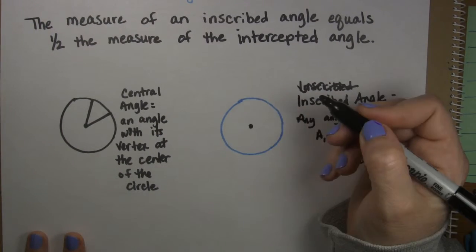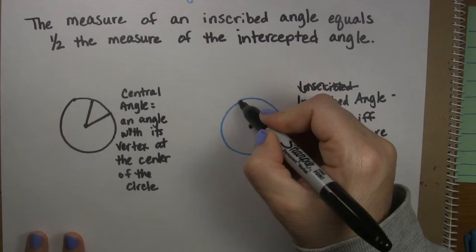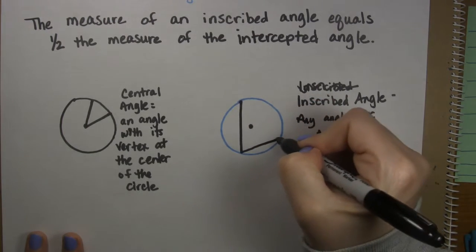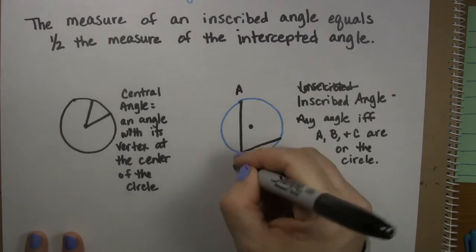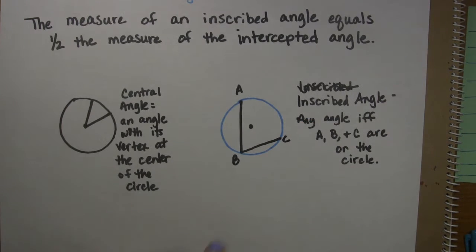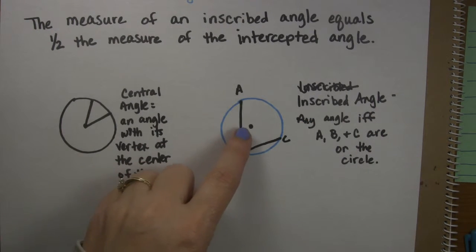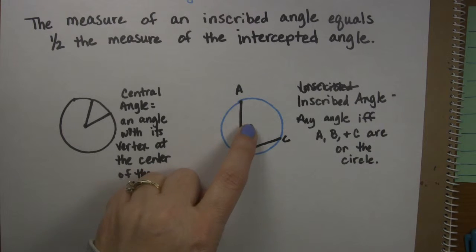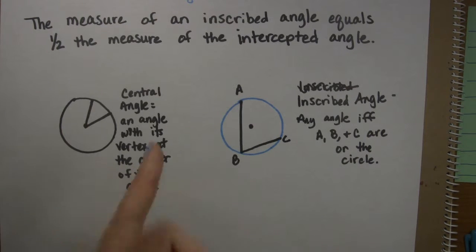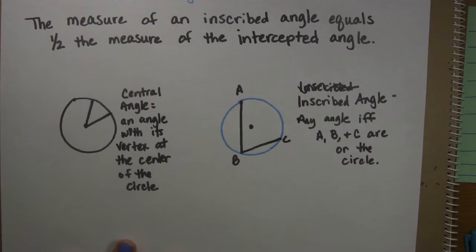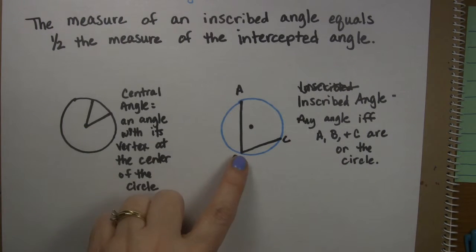So here's the center of the circle. Here's A, here's B, here's C. So you see that it is an angle and its vertex is not in the center of the circle. It is on the circle, but it's not in the center of the circle. So central angle, you have your vertex in the middle. Inscribed angle, you have your vertex on the side.